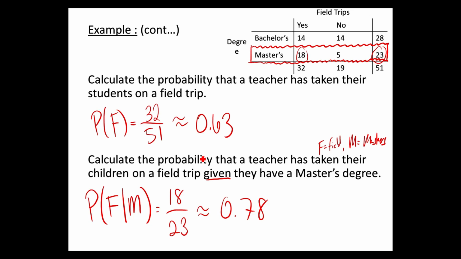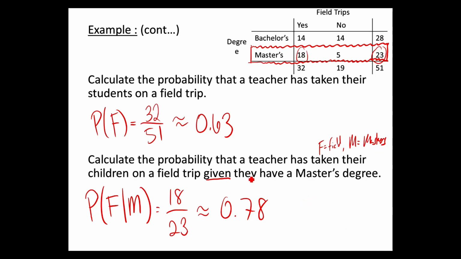Mm-hmm. The overall probability that a student got to go on a field trip was 63%. But given that a teacher had a master's degree, those students actually had an increased likelihood of going on a field trip. So it shows that, at least in this sample, teachers with master's degrees are more likely to schedule field trips. Right? So if you tell me that this teacher has a master's degree, then I would make an assumption that it's probably more likely that their students went on a field trip. All right.